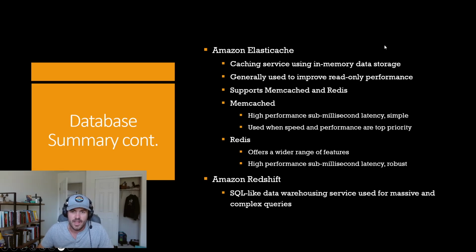Okay? ElastiCache is a caching service using in-memory data storage. It's generally used to improve read-only performance of your databases. Currently supports Memcached and Redis. So Memcached is more simple. It's just used when you need a nice caching service with high performance, sub-millisecond latency, when speed and performance are top priority. But if you want more features, a more robust solution, start thinking of Redis, which also offers a high performance sub-millisecond latency product. Okay? So just know that if speed and performance are your top priority and you don't need a bunch of features, Memcached. Otherwise, if you need a robust solution, think Redis.